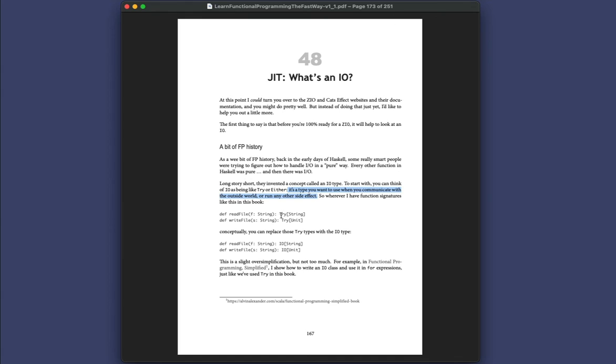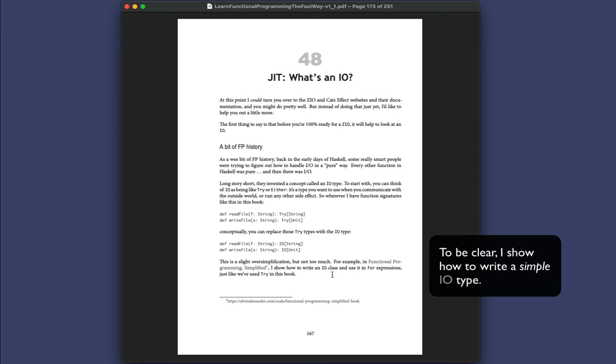So anywhere that I had function signatures that look like this with Try or Either, conceptually what happens is you really just replace those with an IO, or what we're going to do is replace them with a ZIO. And that is a slight oversimplification, but in my much larger book, Functional Programming Simplified, I do show how to write an IO class and then how to use it inside of for expressions, just like we use Try and Either in this video series.